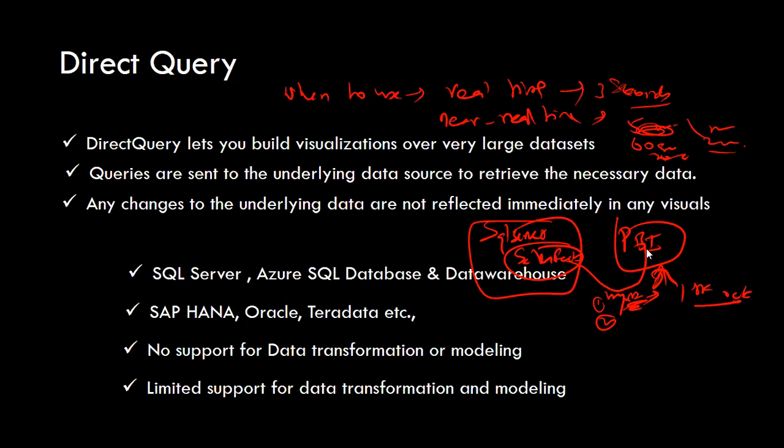Here, in the case of direct query mode, what happens? It directly generates the query and sends it to your SQL server table. The query gets executed there and the output is returned. The reason is the volume of the data is very huge. You have a petabyte volume of data. If you try to download it, what will happen? It will take months. It will take a lot of time.